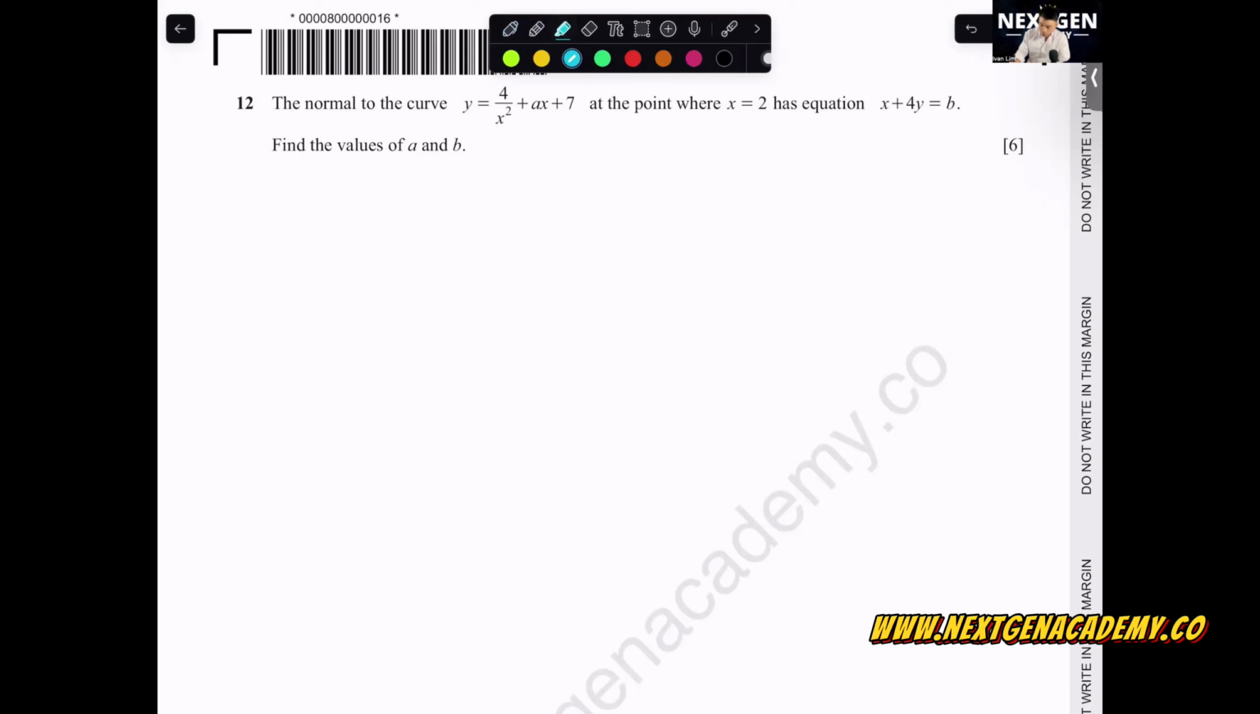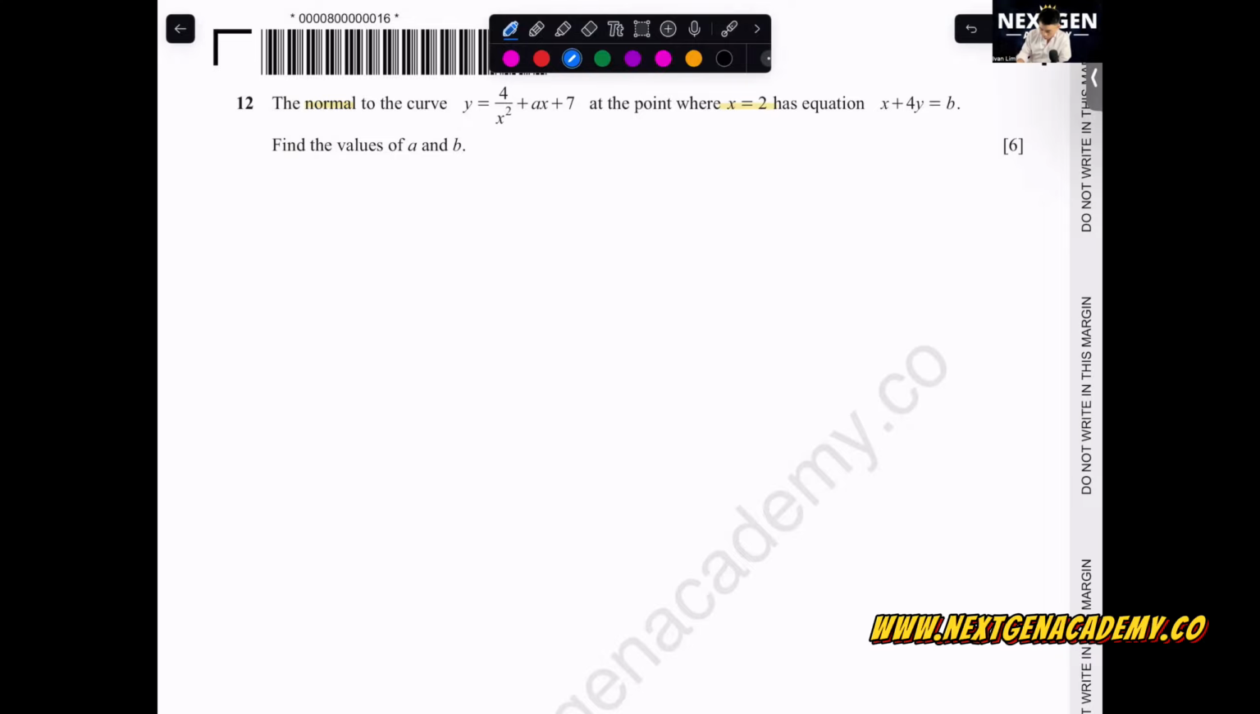So what we've got to do is find the equation of the normal to the curve at x equals 2. For the equation of the normal, we need m, x and y. We need the gradient of the normal, which comes from dy over dx. Then we need the x and y, and we put them into the equation y minus y1 equals m(x minus x1). So let's find dy over dx first.